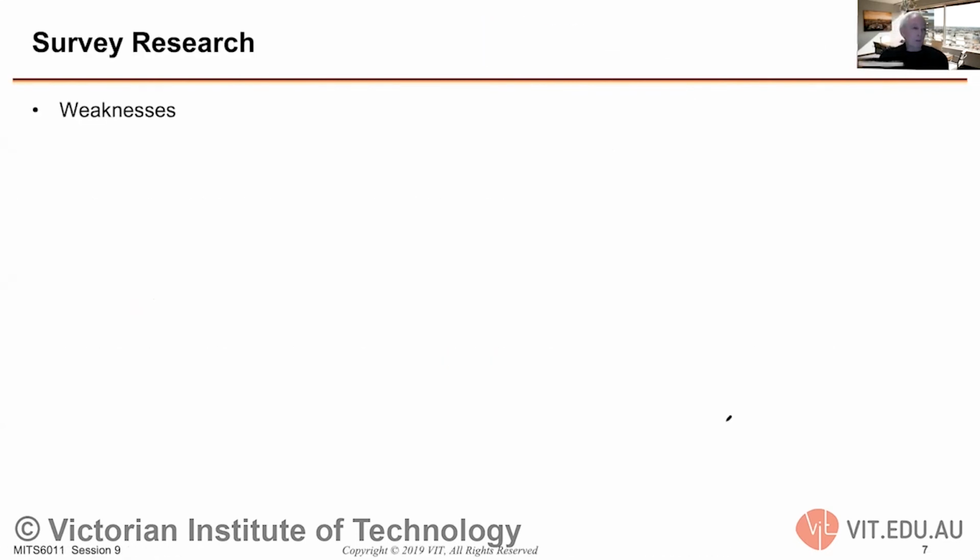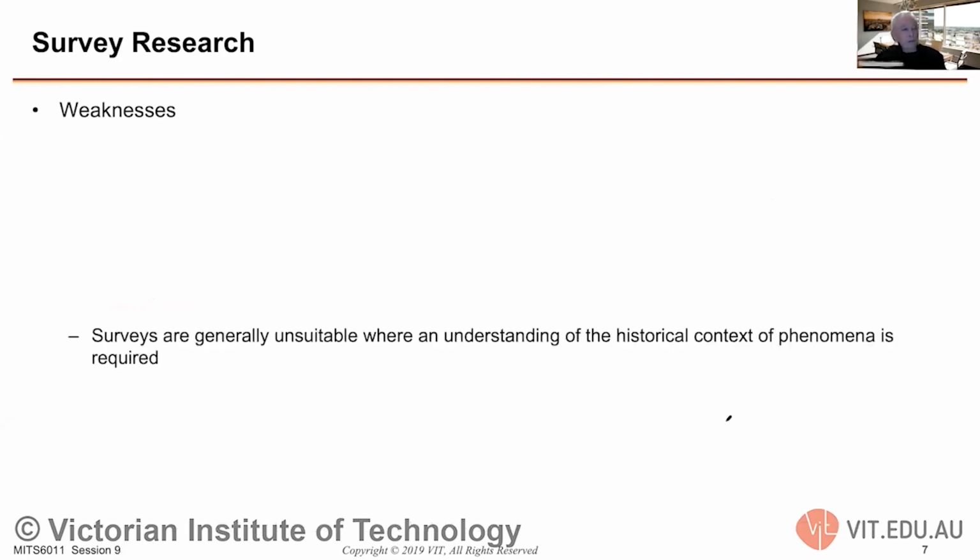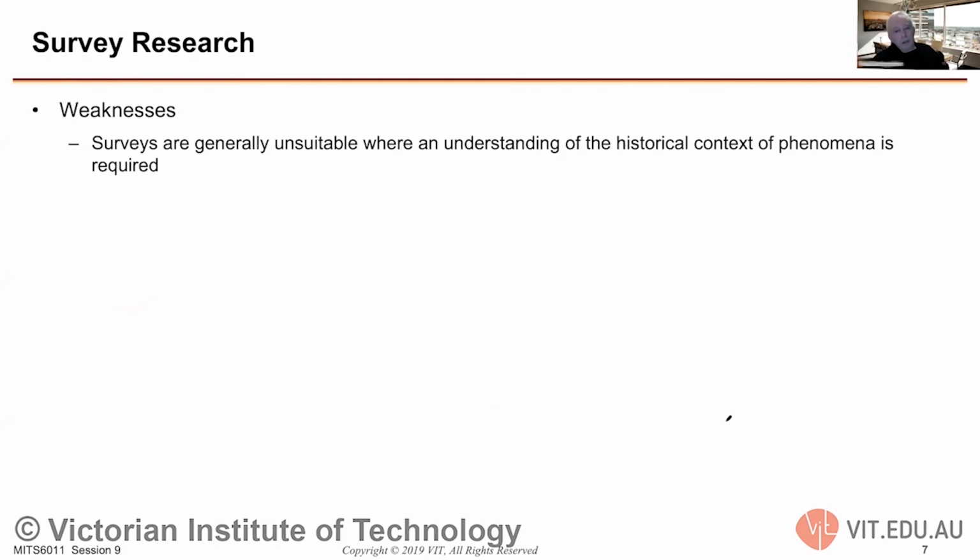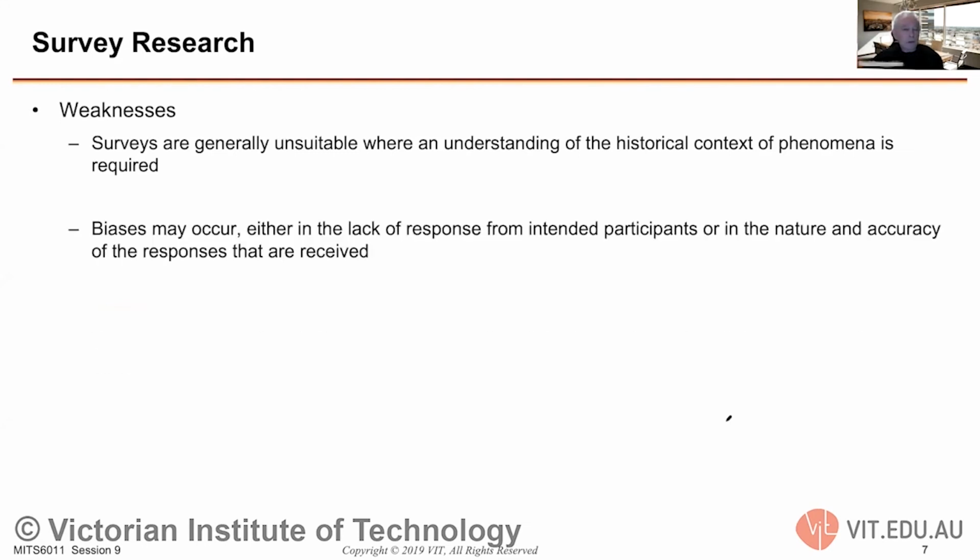The weaknesses, there are weaknesses, of course, with the survey research methodology. Generally, they're unsuitable when you want an understanding of historical context. So if you want to look at the historical context of a phenomenon, then it's not suitable. The reason it's not suitable is because people have faulty memories, and people will approach an historic phenomenon from a particular point of view. So for instance, if you want to talk about the previous election results in Australia, if you approach it from the point of view of a Liberal supporter, you will get quite a different understanding of that historical context, as opposed to if you approach it from a Green or a Labor candidate's point of view.